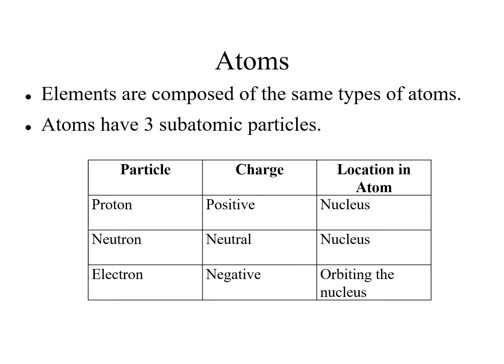The electrons are considered negative. They are orbiting the nucleus. So just keep straight that neutral and neutron go together. Electrons are in fact the negatively charged particles here.